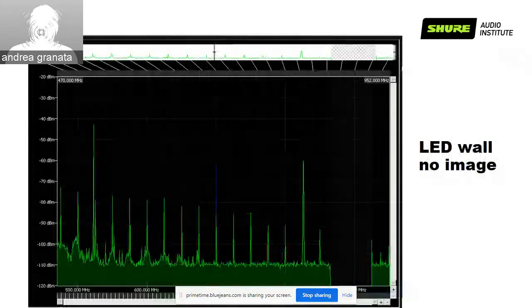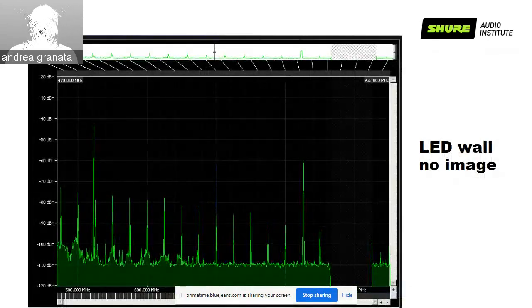Another source of interference that is difficult to identify is the LED wall. Here you can see an LED wall while it goes on without image on it. You can see that it's recognizable because you can see a regular pattern that is created by the different components inside the LED wall when they go on.